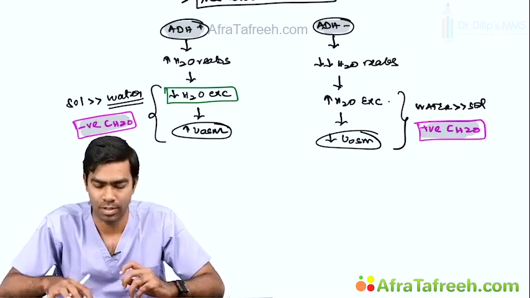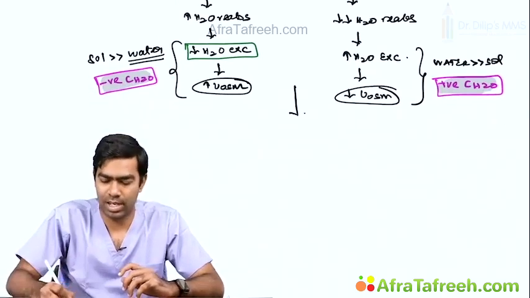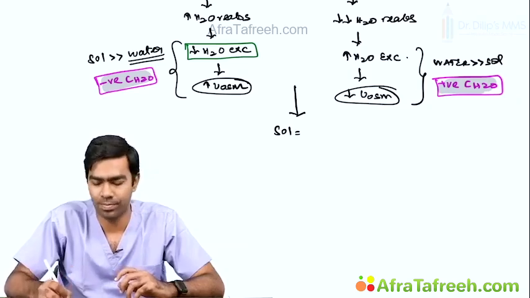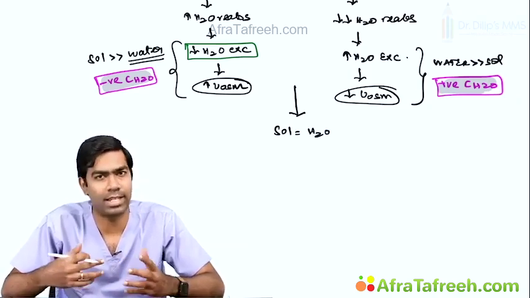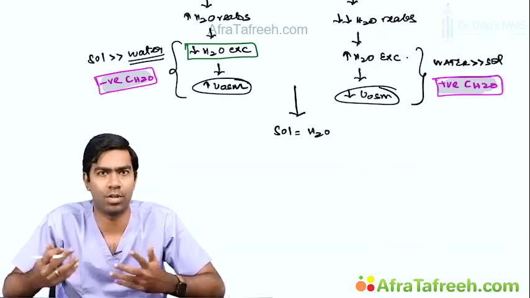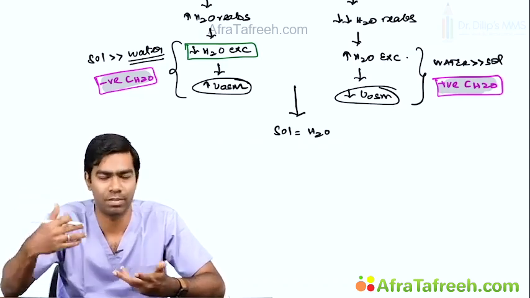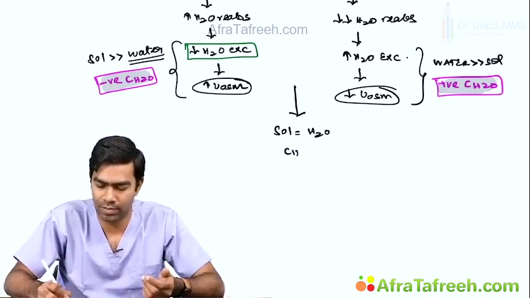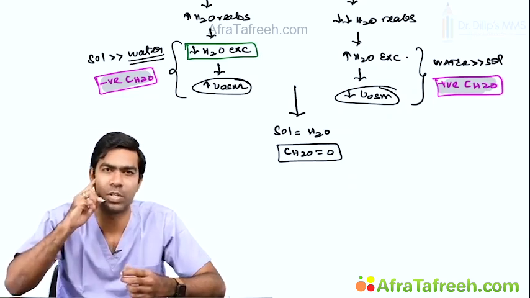Suppose there is an area where solute excretion is equal to water excretion, which means it's exactly proportionate: whatever amount of solute is there, the same amount of water is also there. The gauge here is the plasma, we'll come back to that. So solute is equal to water. In this condition, you can tell the free water clearance is equal to 0. It's neither positive nor negative. Free water clearance is equal to 0.